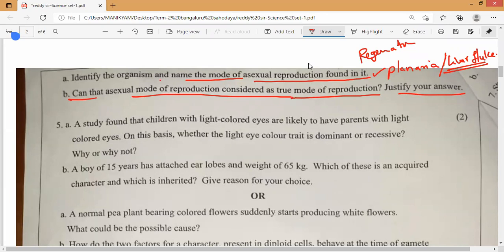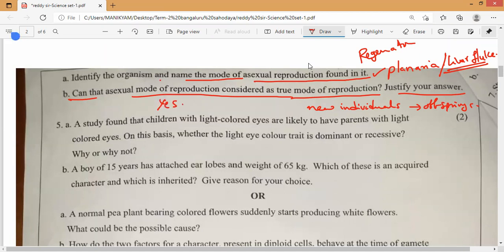If you write that also, you will get the mark. Because through this process organism can multiply and they will form new individuals. So if new individuals form, then they are called offsprings. Since these new offsprings are coming, we can say a sexual mode of reproduction is considered a true mode of reproduction only.